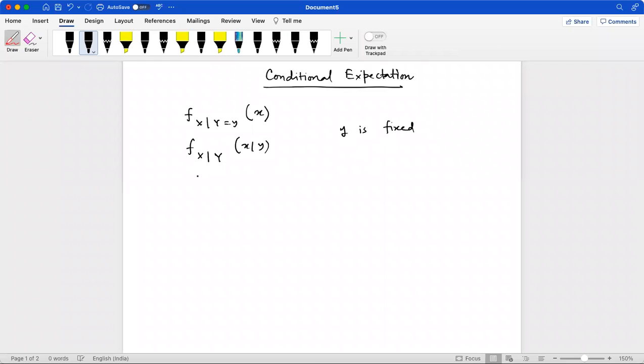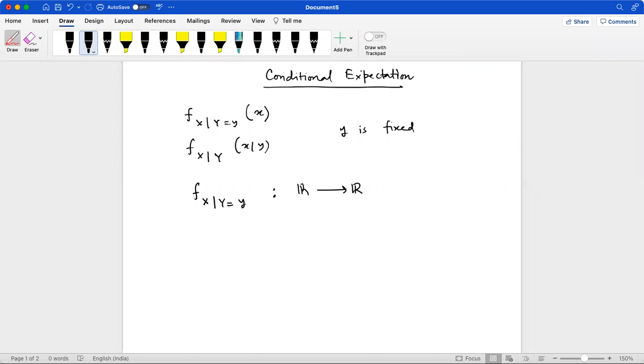So this is a function of x. The whole thing is a function, basically from real to real, so you take only one input x. We write f for a function, or we can write g for a function. This whole thing, f of x given Y equal to y, is a notation for the function.